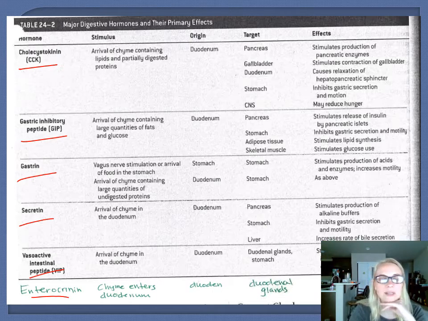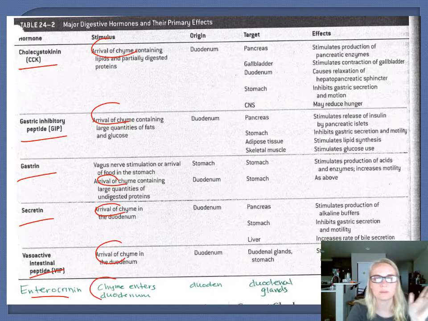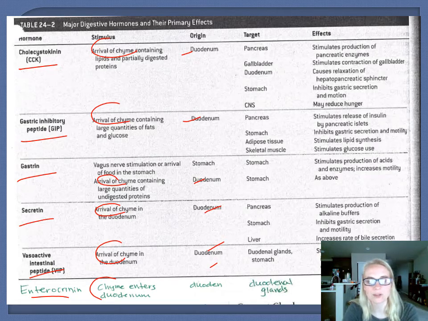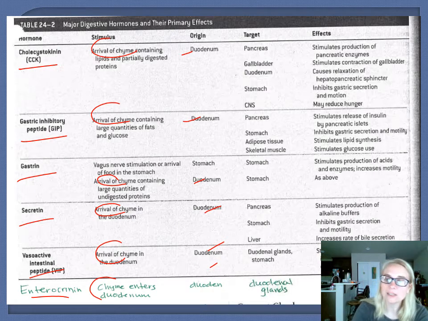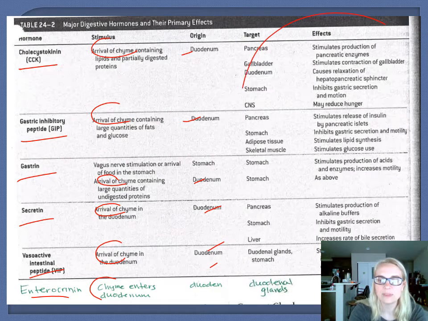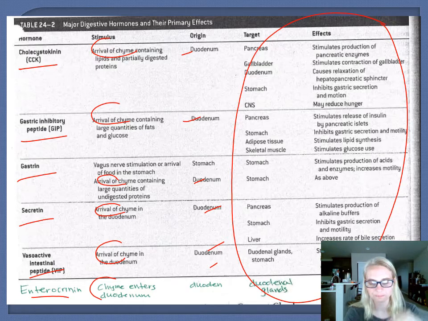And then you'll see almost all of them: arrival of chyme, arrival of chyme, chyme enters the duodenum. So their stimulus is the same. Almost all of their origins come from the duodenum, with the exception of gastrin from the stomach. But here's where they differ, their targets and their effects. So probably this part of the table is where you want to spend most of your time, because the stimulus and the origin are very similar for most of them.